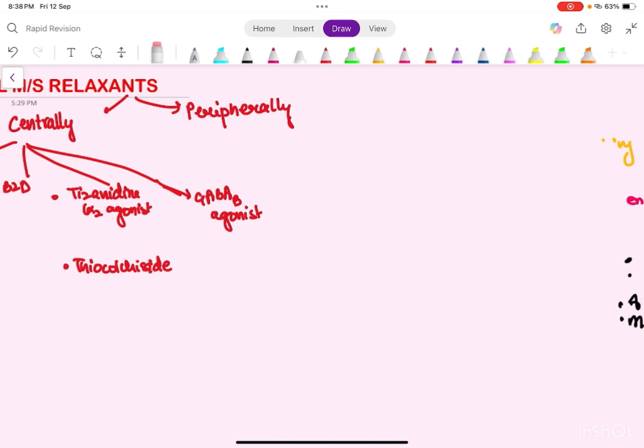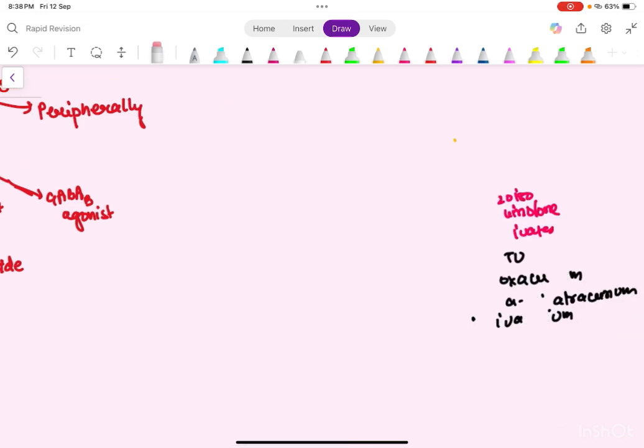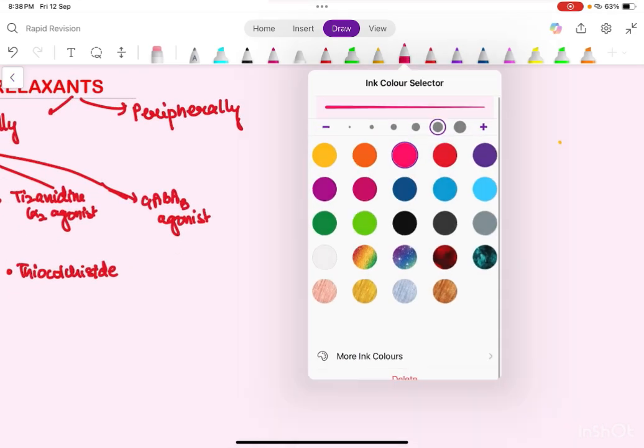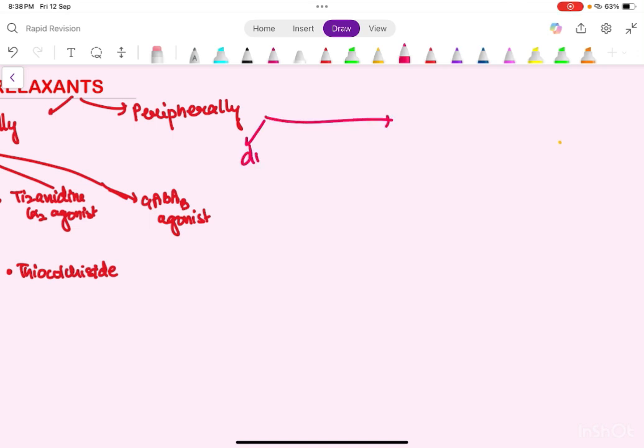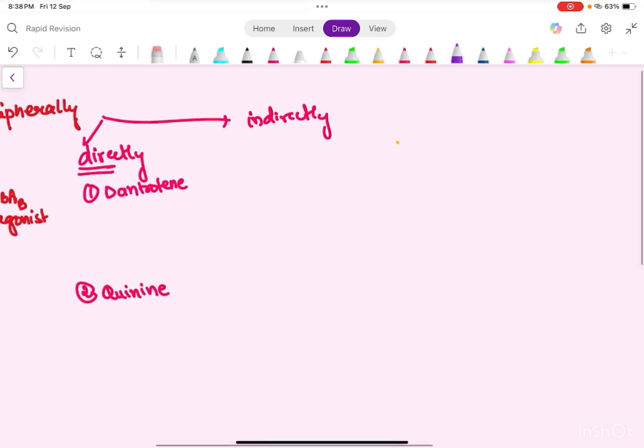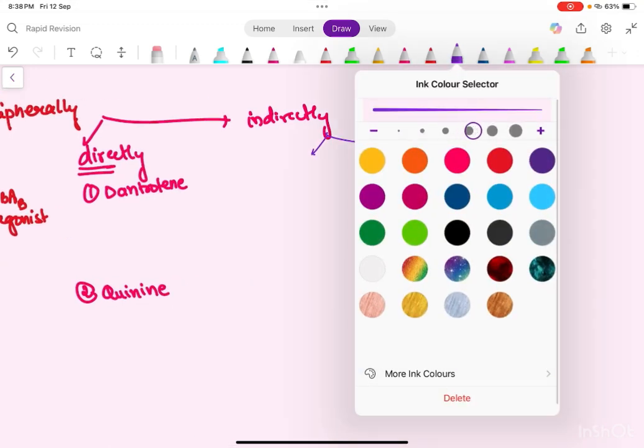Okay, now let's go through peripherally acting. In this peripherally acting, you have to remember that it can be directly acting or it can be indirectly acting. So in peripherally you can have directly and you can have indirectly. In directly you have to remember dantrolene, and you have to remember quinine.